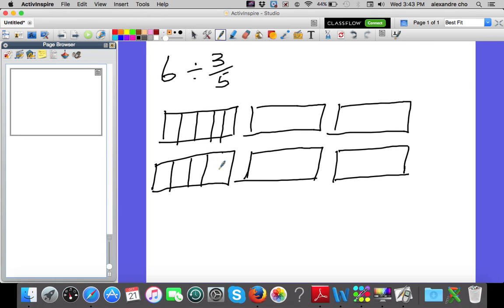1, 2, 3, 4, 5. 1, 2, 3, 4, 5. 1, 2, 3, 4, 5. 2, 3, 4, 5. 1, 2, 3, 4, 5.